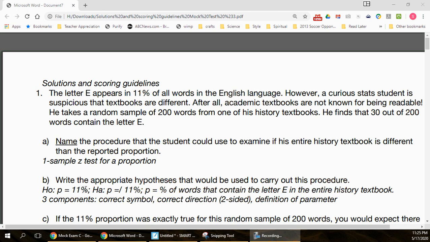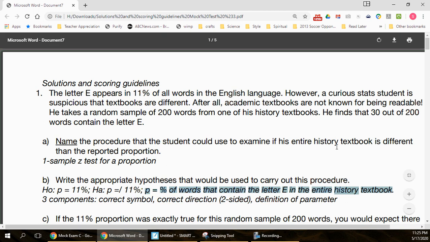For letter B, it's going to be really important that you use the symbol P, that you have a not equal to sign here. You can choose to write it as 0.11 instead of 11%. That's fine, but you must define your term. You must do that and include that part of it. It's a two-sided test because the question said, was it different?